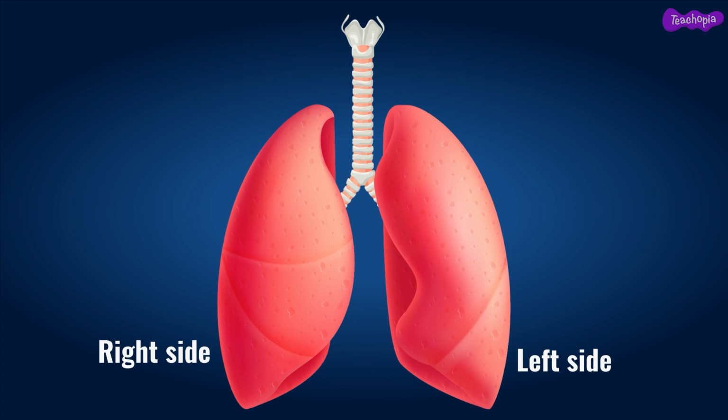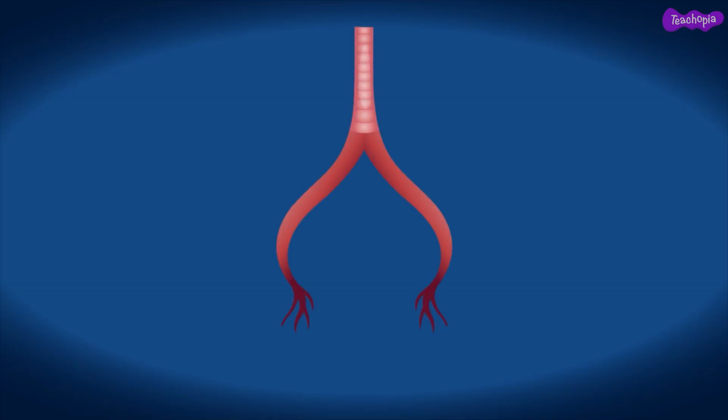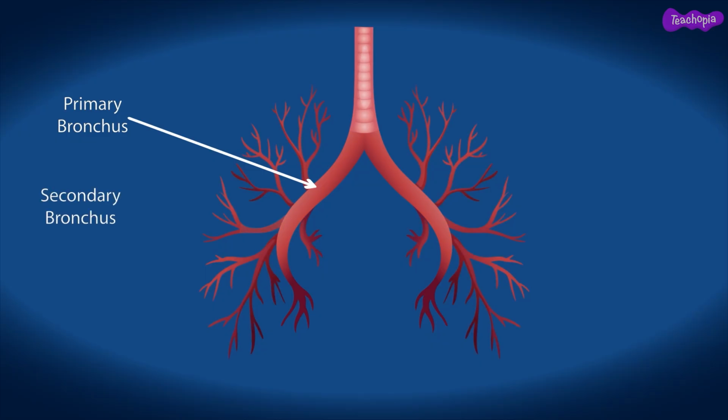Now let's focus on what's happening inside the lungs. If we continue, the primary bronchi divide into secondary bronchi. Then the secondary bronchi branch into tertiary bronchi. And then there are smaller bronchioles. These bronchioles look like an upside down tree.